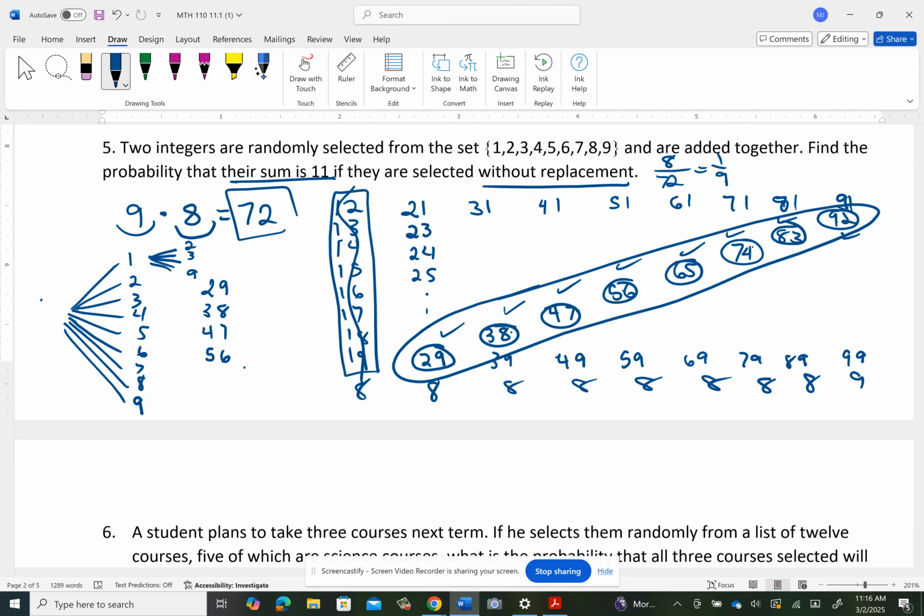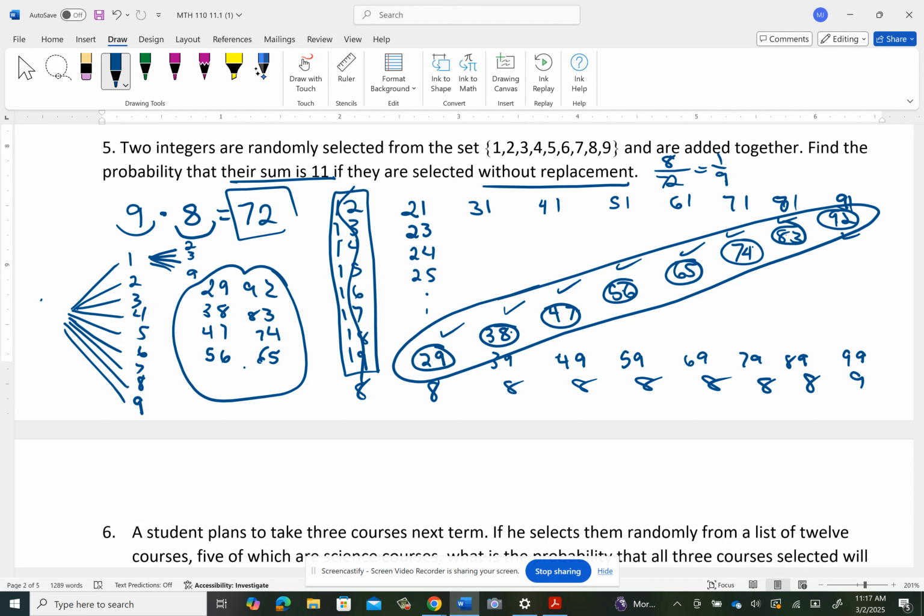Let me go ahead and go over here. And then 6 with 5, 7 with 4, 8 with 3, 9 with 2. There's those 8 possibilities that would make the numerator. So 8 on top, 72 on the bottom, and I'd get 1/9.